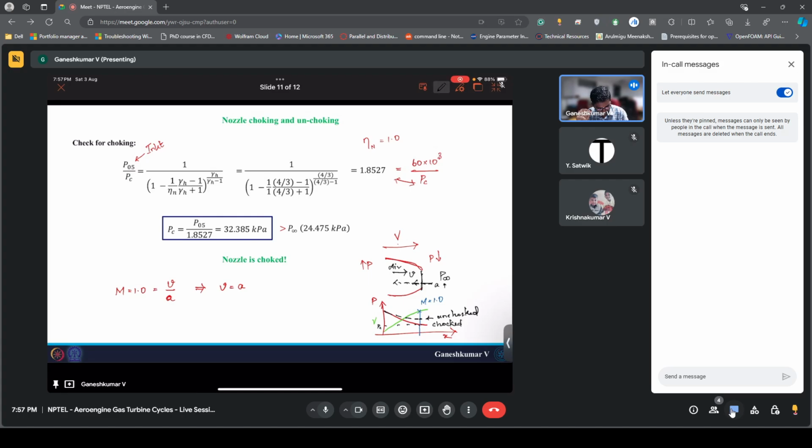So since it knows that the exit is P infinity, it also expands only till P infinity. That's why we write exit pressure to be equal to P infinity for an unchoked nozzle, and for a choked nozzle, exit pressure is actually the same as critical pressure. So that is how we do this calculation. This is the theory behind why we select the exit pressure to be the same as ambient pressure or critical pressure, depending on the condition, whether it is choked or non-choked.